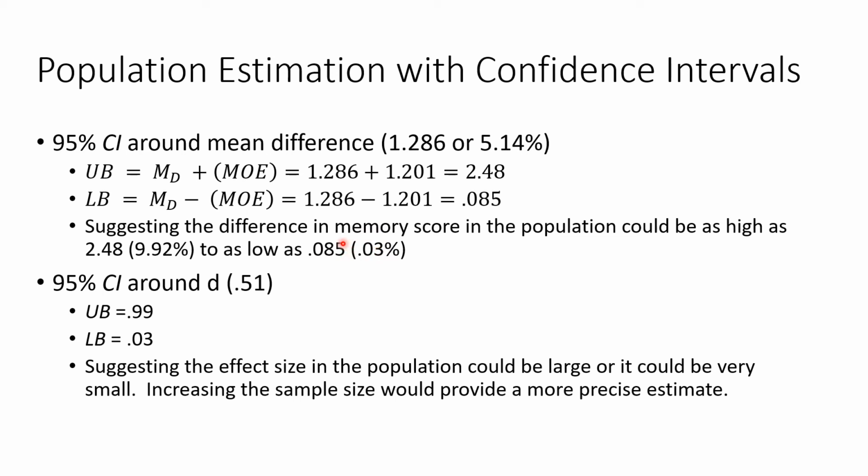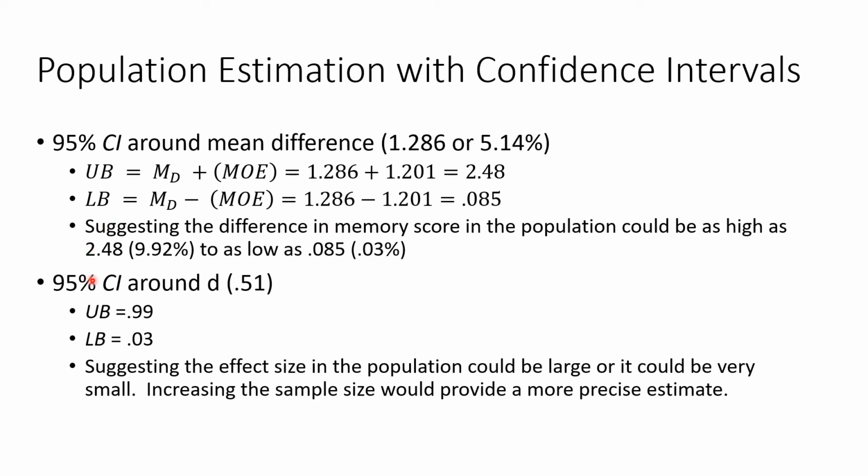So when you have this wide of a confidence interval, you want to be a little tentative. You want to say, well, it could be a bit higher, it could be a bit lower when you write up your conclusion. When you have this wide of a confidence interval, it might be worth doing the study again if you really want a more precise estimate, because a larger sample would give you a more precise estimate.